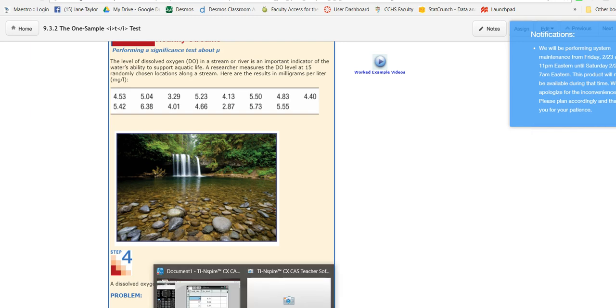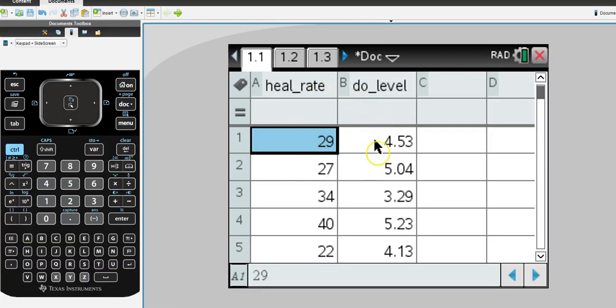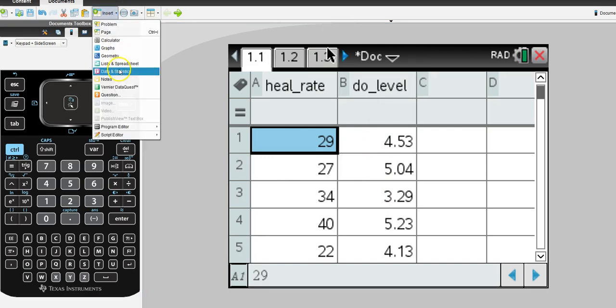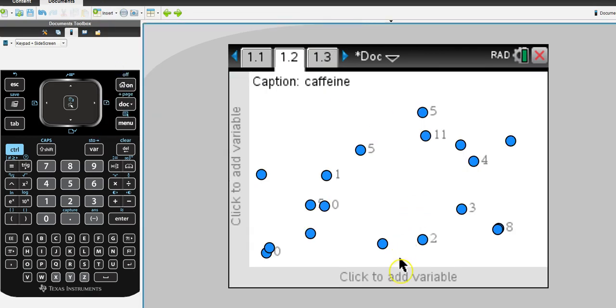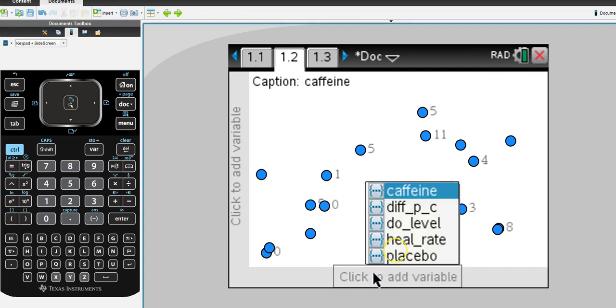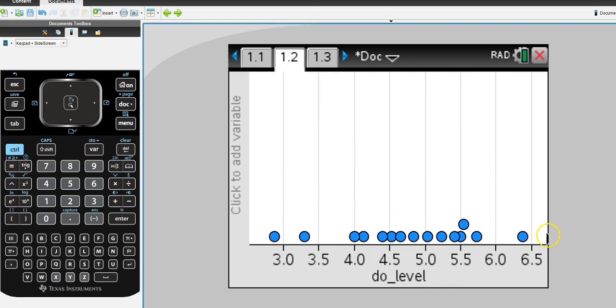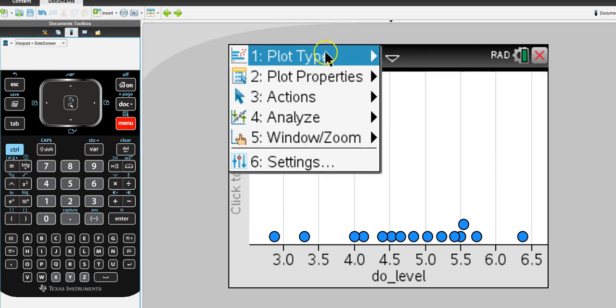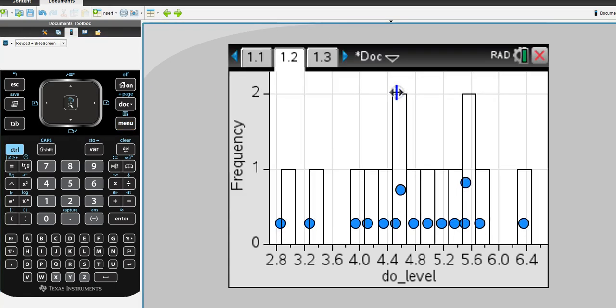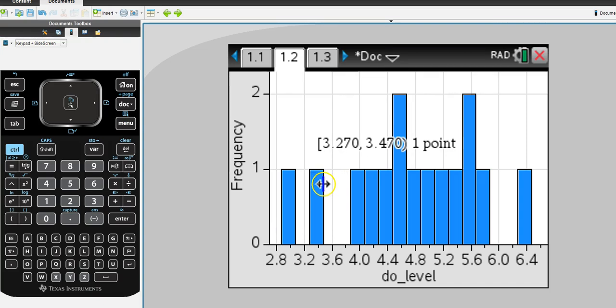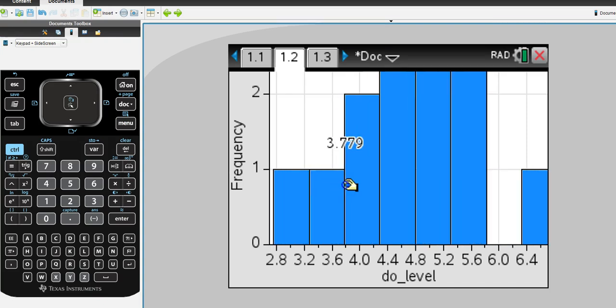So looking at the calculator here, I have a list where I have the DO level in here. I am going to first do my check to see if I can do a t-test. So I'm going to make a graph of the DO level. Okay, so I don't really see a whole lot of anything that indicates any extreme outliers or skewness. I could make a histogram of this instead. Probably be better to make the bars a little closer together.